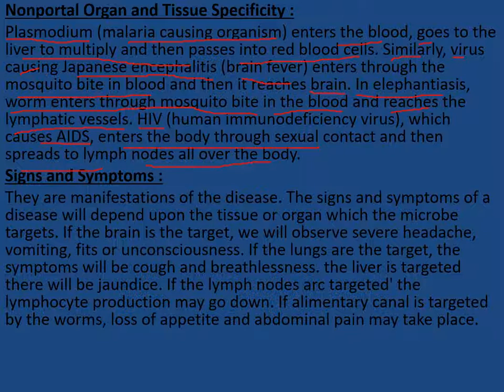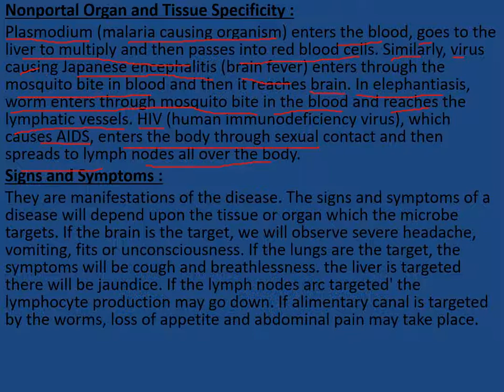The lymph node here means they spread to all the liquid portions contained inside our body. Now this is the non-portal and tissue specificity. Here, the Plasmodium enters the blood, but targets the liver. After multiplying, it targets the red blood cells, right? Next, viruses, the Japanese encephalitis viruses. They enter the blood, and then are transported to the brain, and cause brain fever, right?